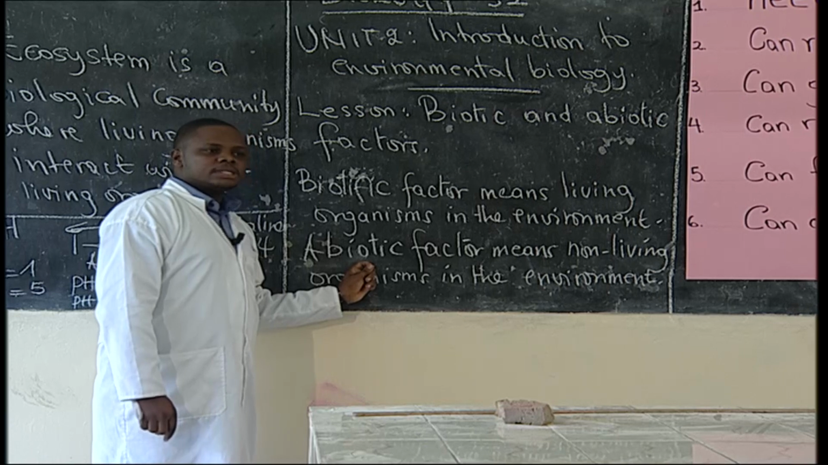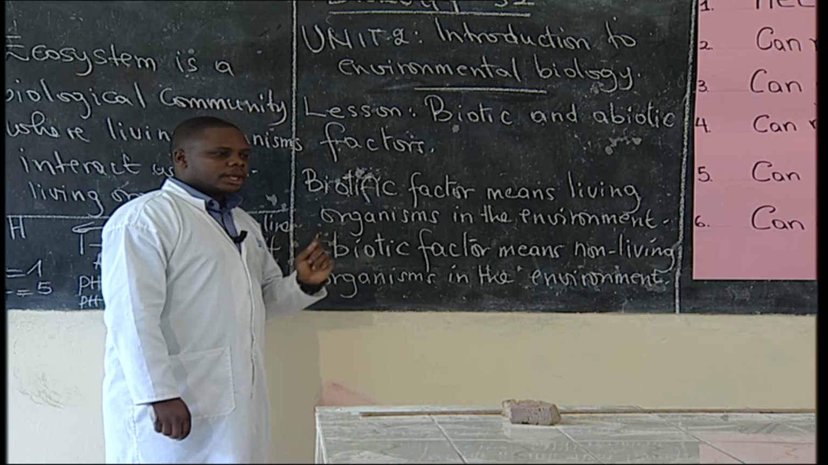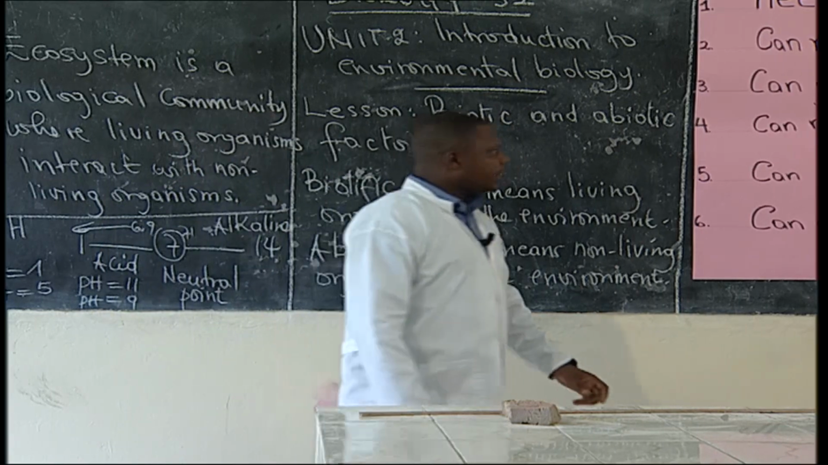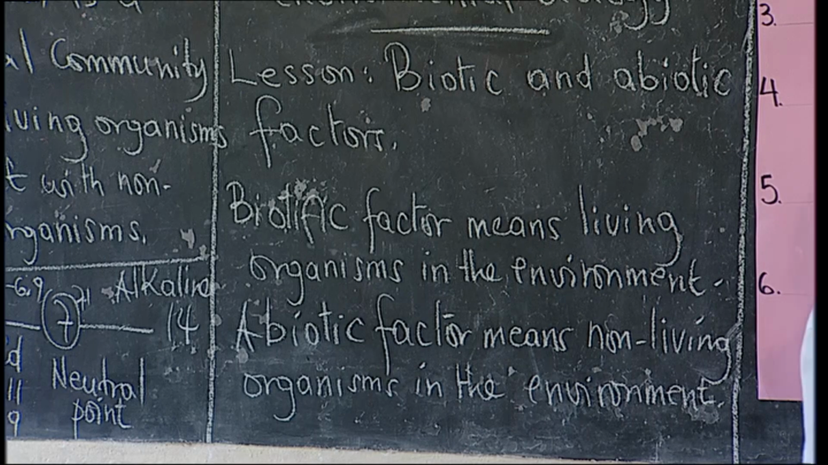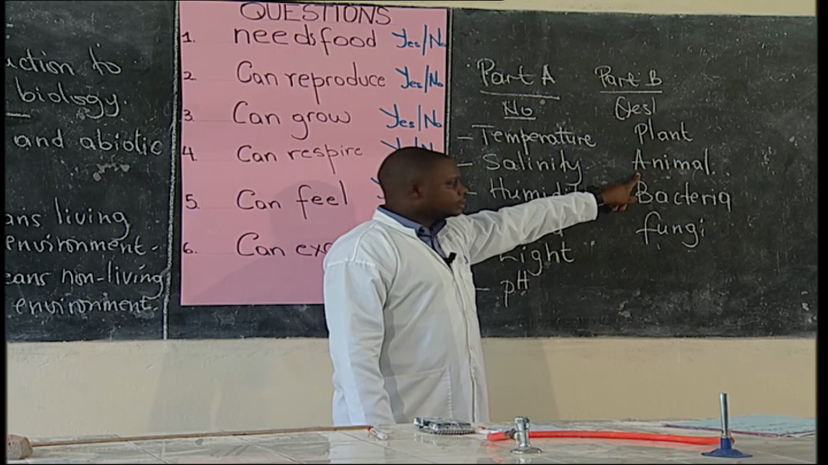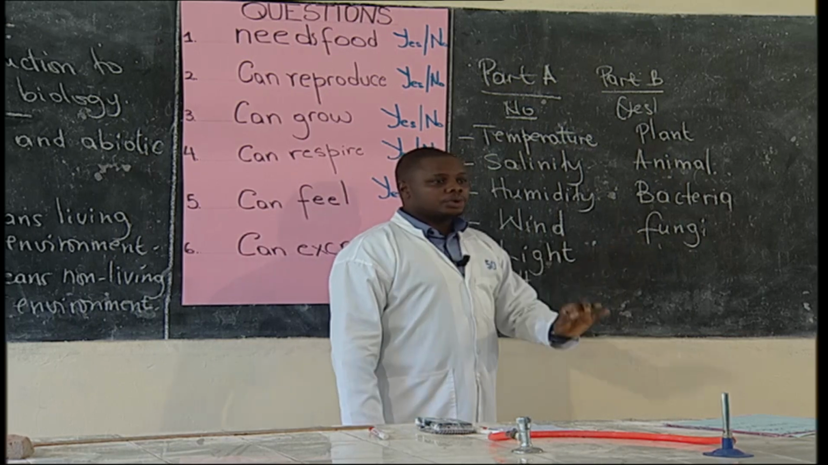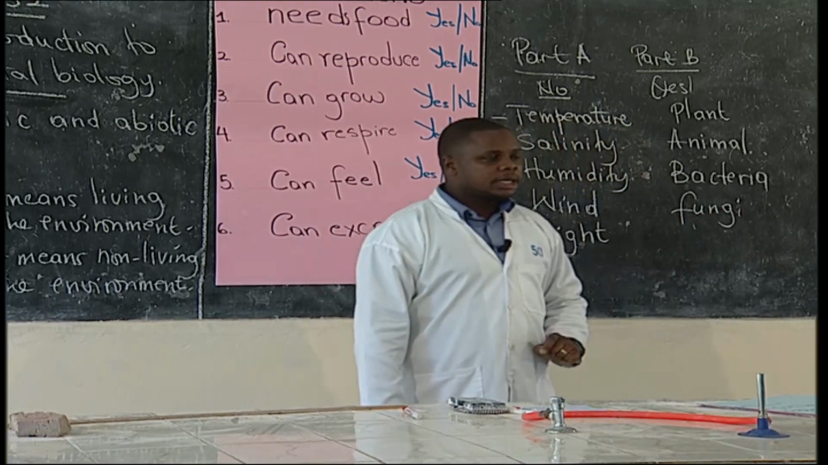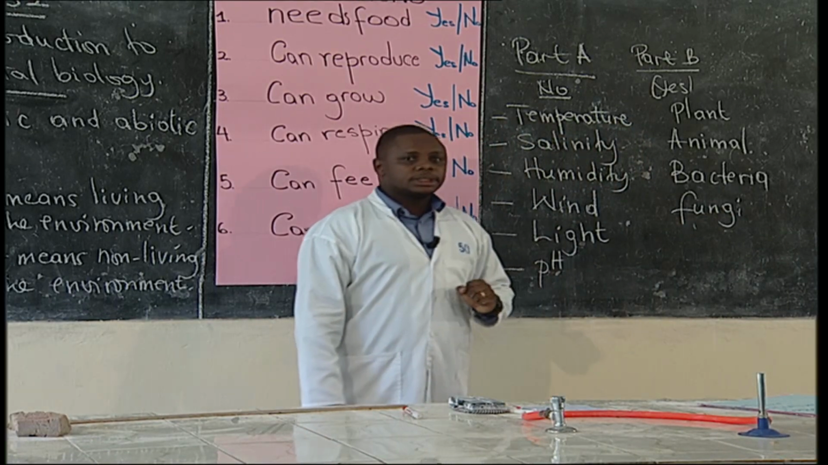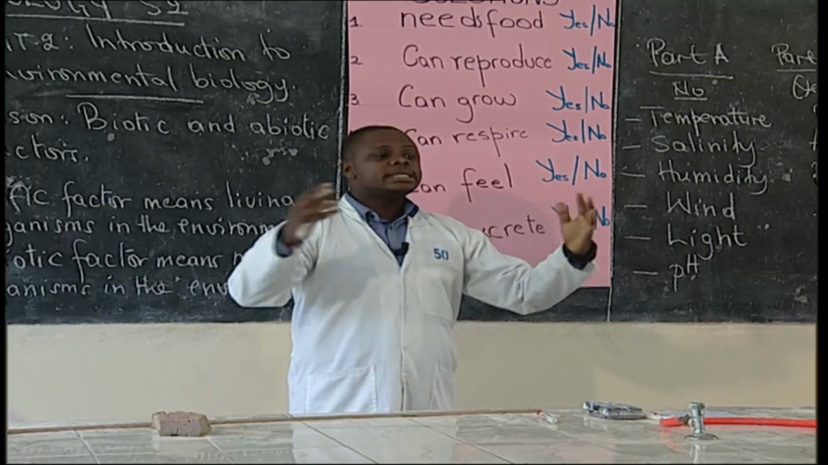Non-living organisms are the ones we call abiotic. Now, let us go back to our groups. When you see group B, we have there plants, animals, bacteria and fungi. These ones can grow, they can feed, they respire, they excrete, and they are able to sense the environment.